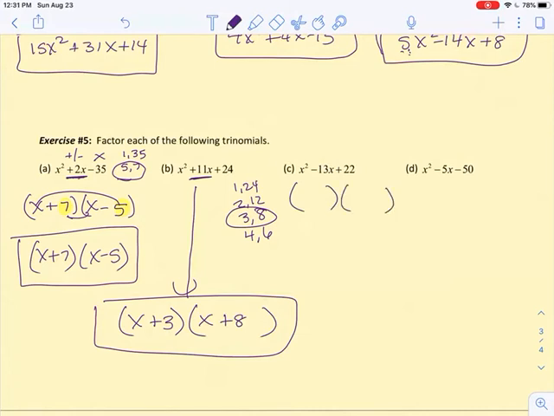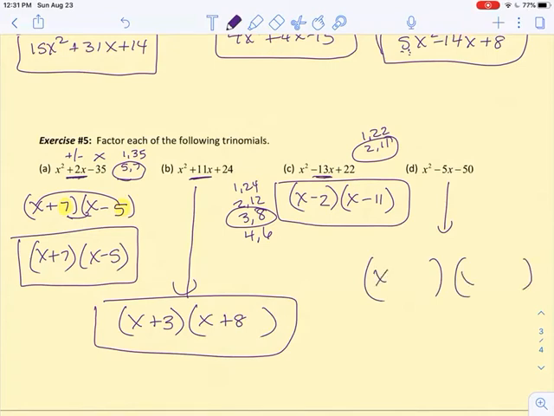C, I have x squared minus 13x plus 22. So my factors of 22 are 1 and 22, or 2 and 11. Which ones are going to give me negative 13? Well, the 2 and 11 will. And in order to give me negative 13, it will have to be negative 2 and negative 11. And when I multiply negative 2 times negative 11, that gives me a positive 22.